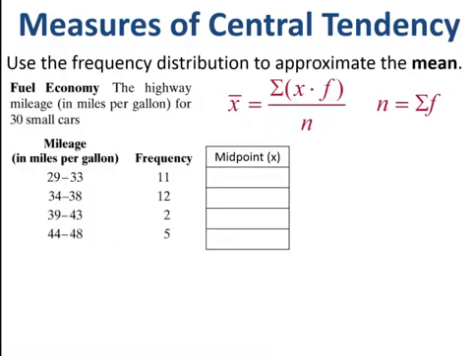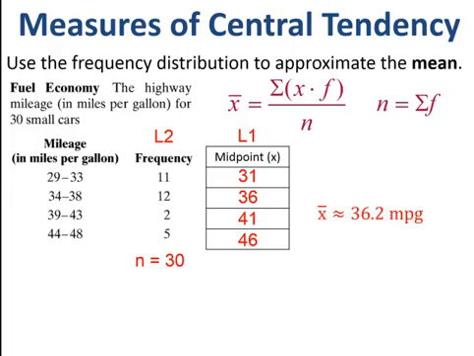Pause and try. So remember that the midpoint has to go in that L1 column. The frequency will go into the L2, and then when you do your calculation, you're going to end up with your mean is 36.2.